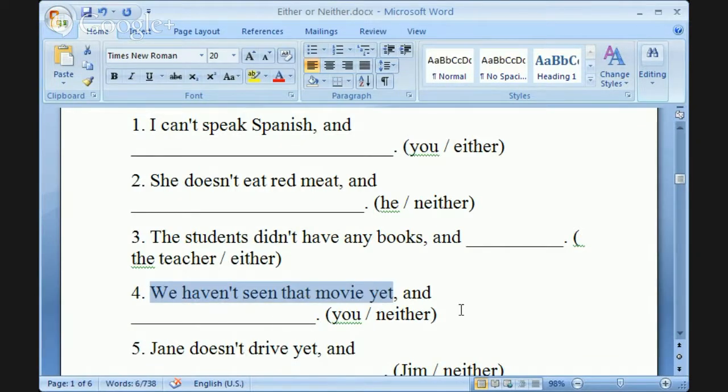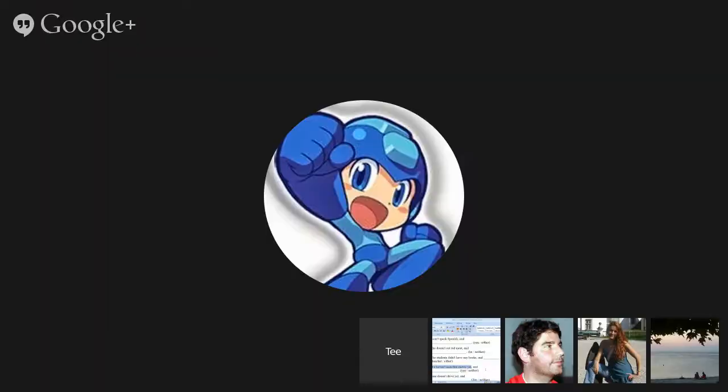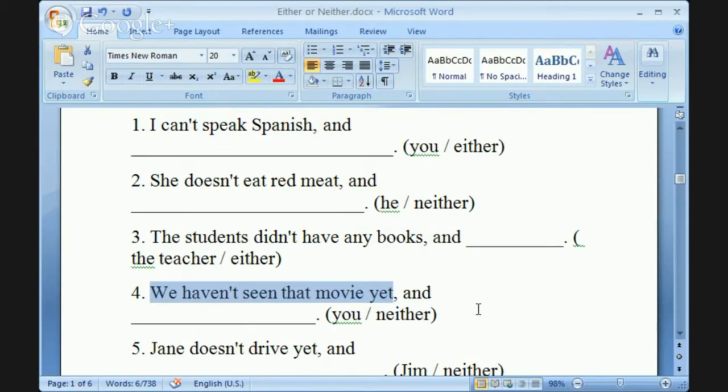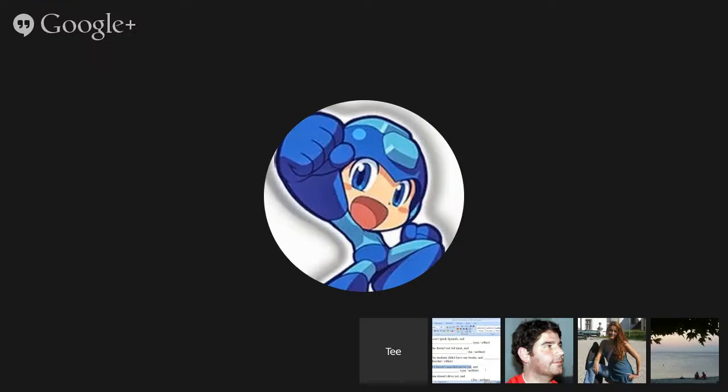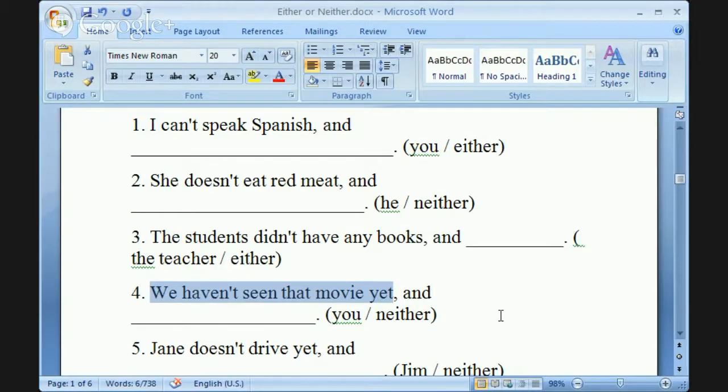Try this one. Using you and neither, complete the sentence with the correct auxiliary verb. Can you see the screen share, T? Yeah, I can. Okay. You haven't seen that movie yet, and what? Do you want me to fill it in? Yeah, you have to figure out the verb. Oh, just give me the next round. I just came in. I thought that might be a good idea.